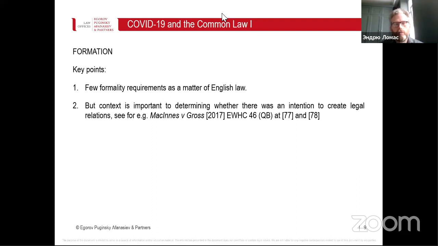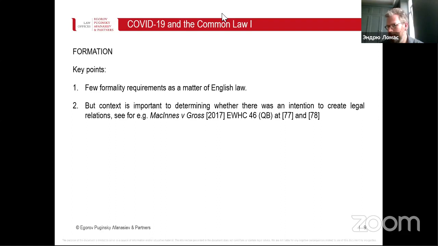And to recap then on the law as regards contractual formation, there are few formality requirements as a matter of English law. As the judge said in McInnes and Gross, any circumstances, anywhere, in theory. But context is important. And going back to McInnes and Gross, the judge there set out some propositions from the case law at 77 and 78 that might help a judge, help parties assess whether in any circumstances there was an intention to create legal relations.